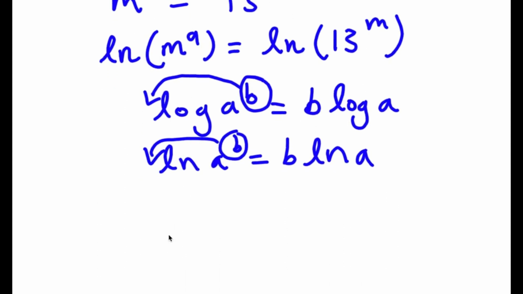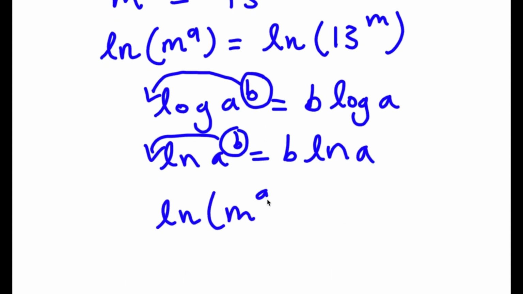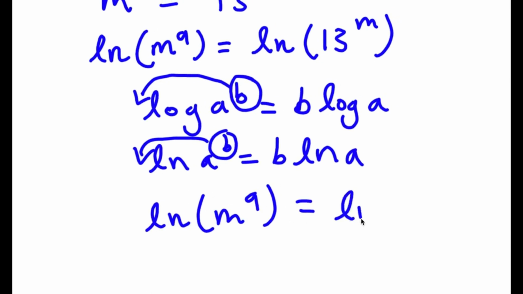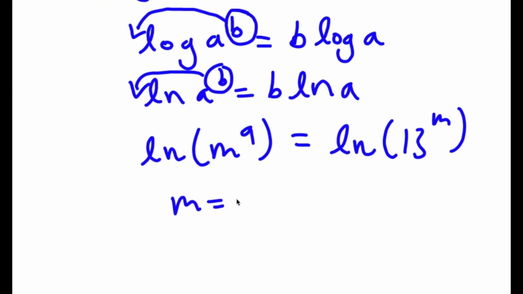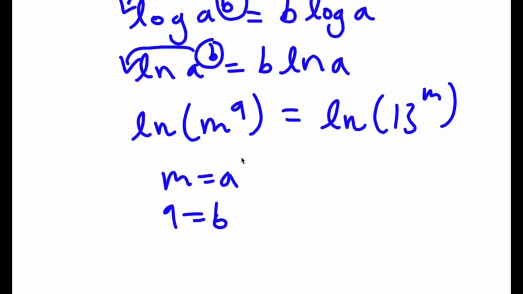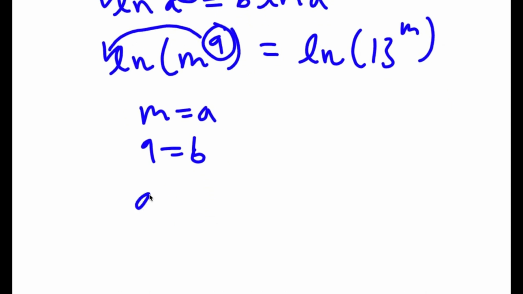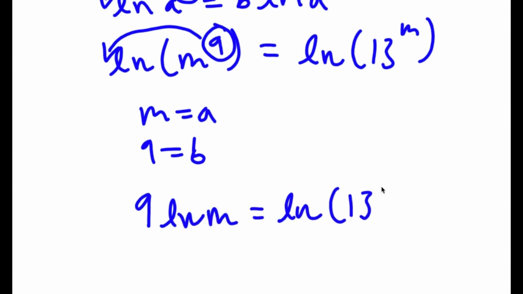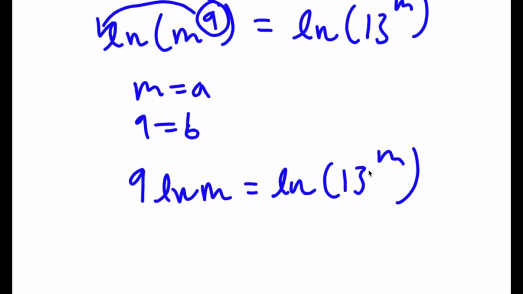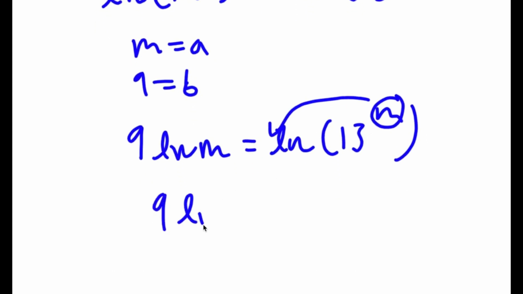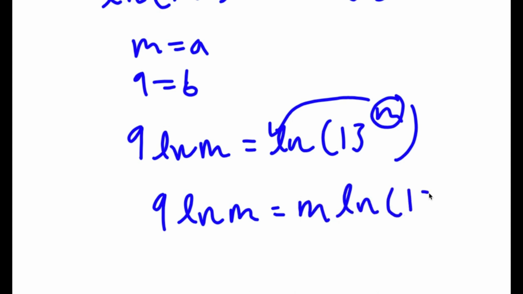So in this case, I have ln m to the power of 9, and this is equal to ln 13 to the power of m. So I can think of m as a and 9 as b. So I can move this exponent 9 to the front of the logarithm. So this would be 9 times ln m, which is equal to ln 13 to the power of m. And now I'm going to do the same thing with ln 13 to the power of m. I'm going to move my exponent to the front. So now I have 9 times ln m is equal to m times ln 13.